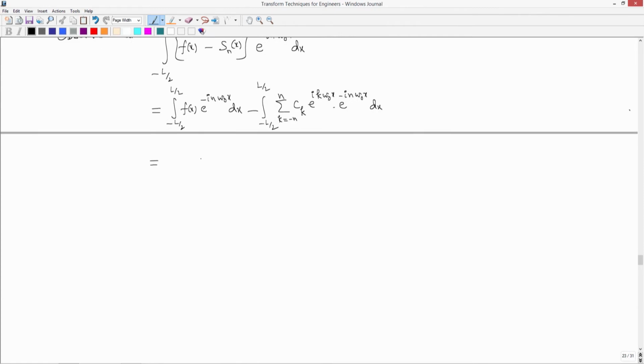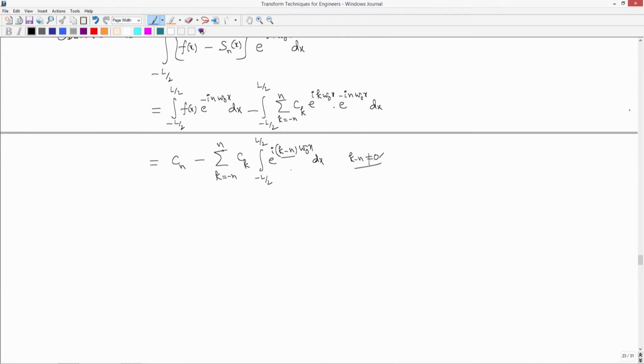So this is nothing but your Cn, and here, since this is a finite sum, you can take it out: the sum over k from minus n to n of Ck times the integral from minus L by 2 to L by 2 of e power I k minus n omega naught x dx. So what happens when k goes from minus n to n? Only when k equals n is k minus n zero, and you can see that this quantity is the same.